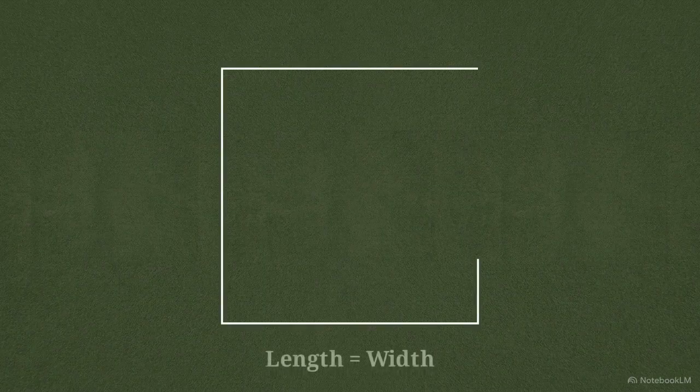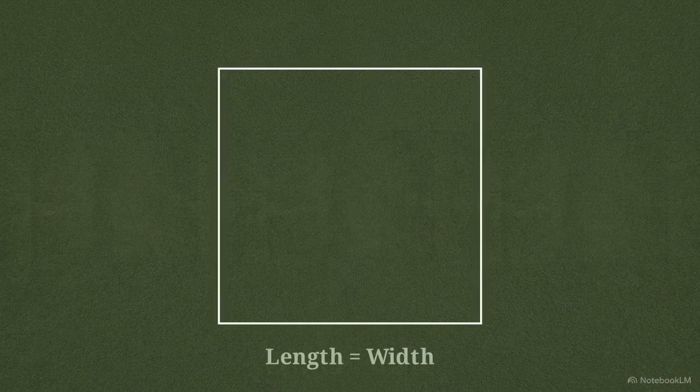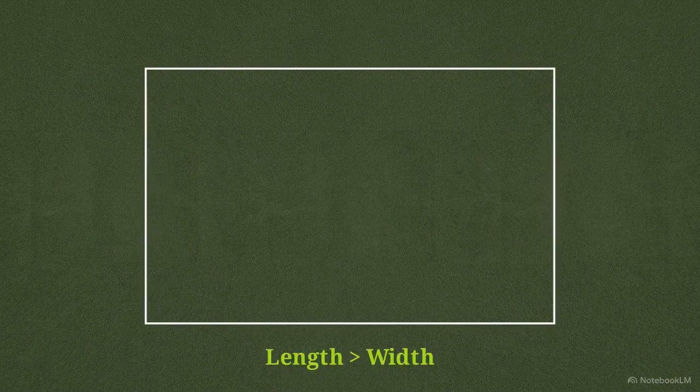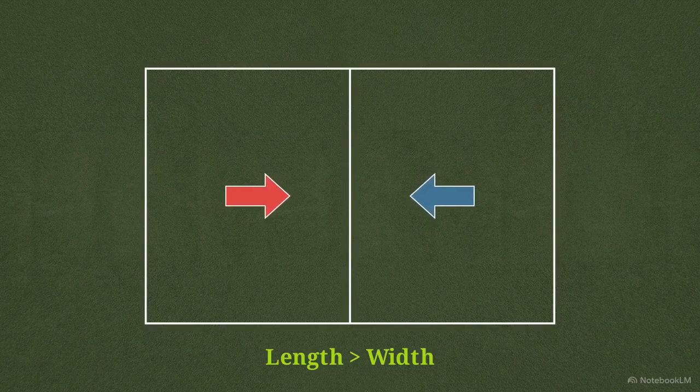Because the length must exceed the width, the field is stretched along a primary axis. This geometric requirement creates two distinct ends, providing the necessary orientation for teams to attack and defend across a controlled distance. The scoring zone is anchored by the goal, which is exactly 8 yards wide.